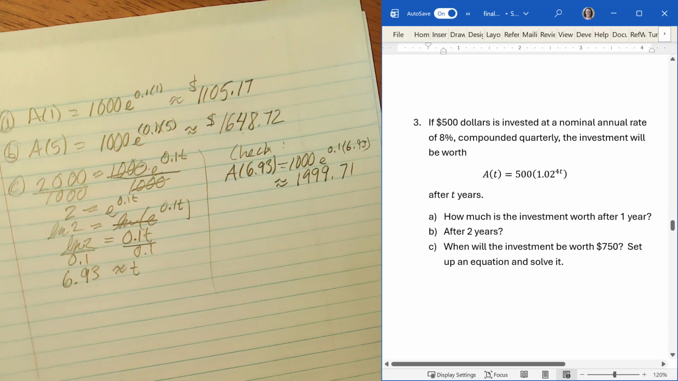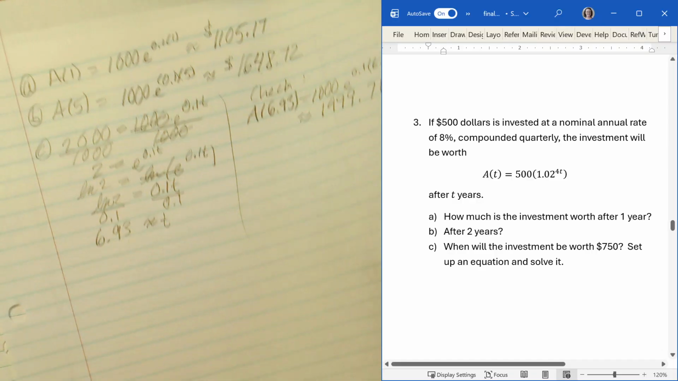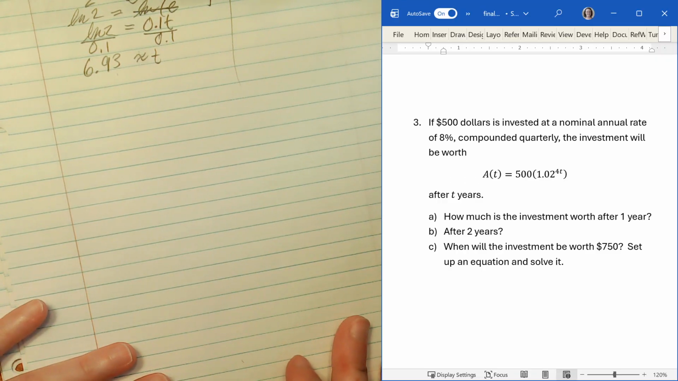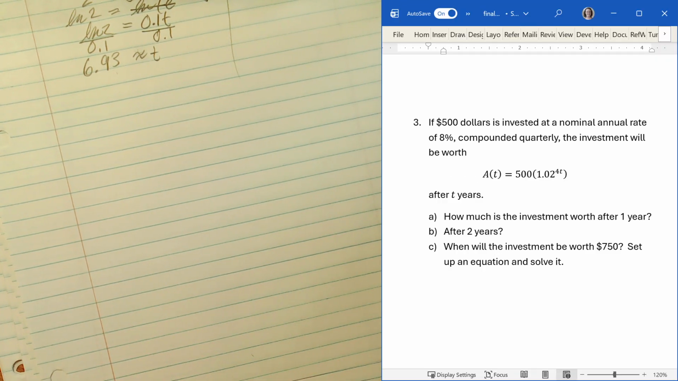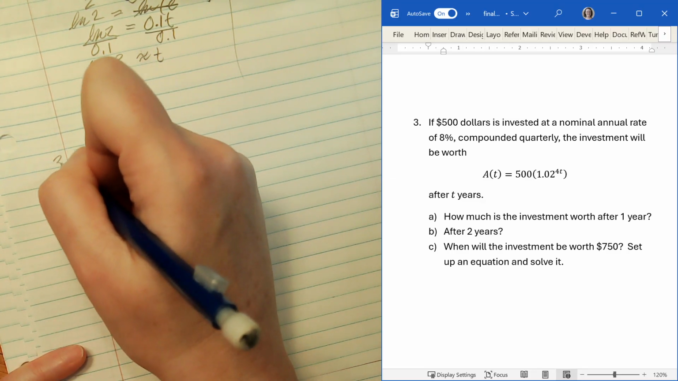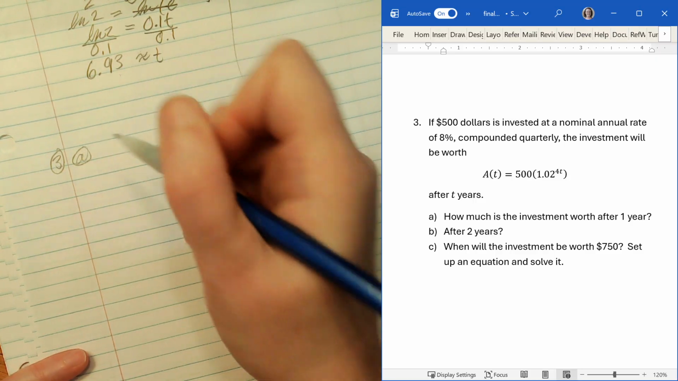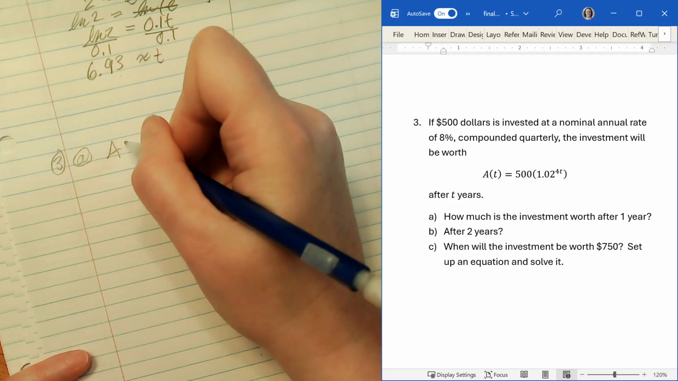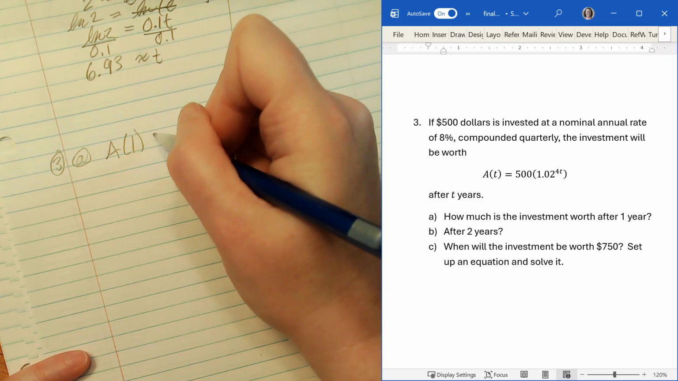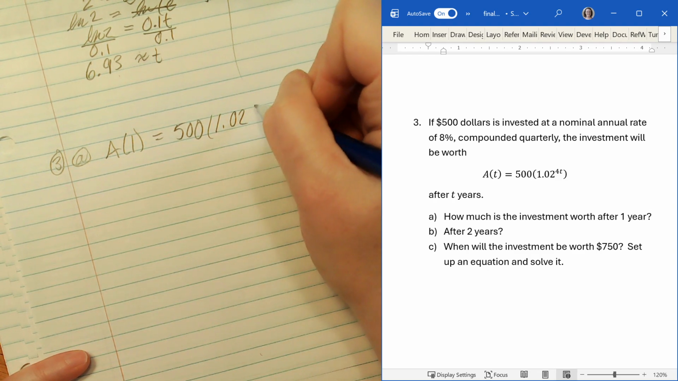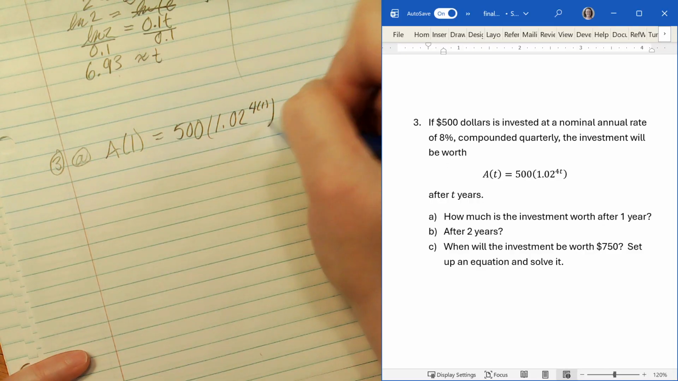So number 3, if $500 is invested at a nominal annual interest rate of 8%, compounded quarterly, the investment will be worth A of t equals 500 times 1.02 to the 4t after t years. So we're going to start by just plugging in a couple values for t and getting a sense for it. So for part a here, we're plugging in 1. So we're getting 500 times 1.02 to the 4 times 1.